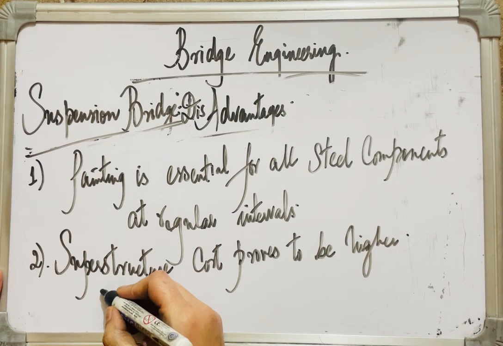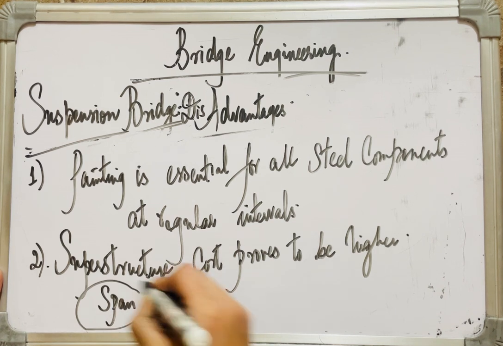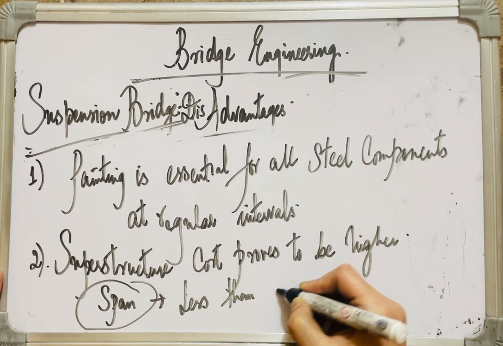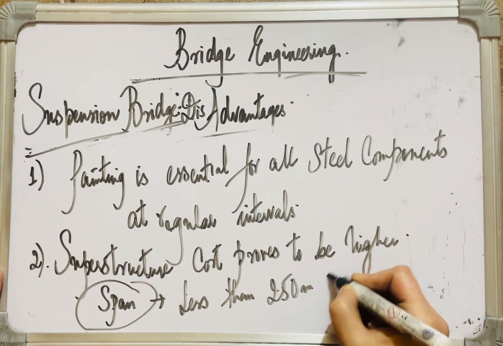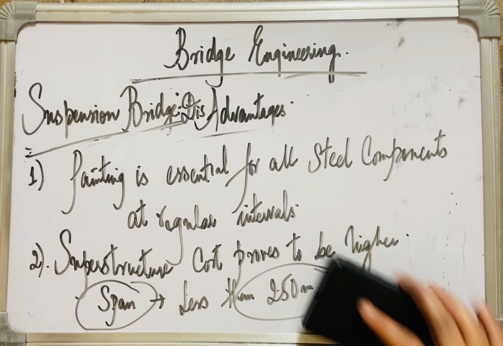The superstructure cost proves to be higher than other types of superstructure spans, particularly in span ranges less than 250 meters. If span ranges less than 250 meters are to be created, the superstructure cost for a suspension bridge is more than any other type of superstructure. All right, third one.